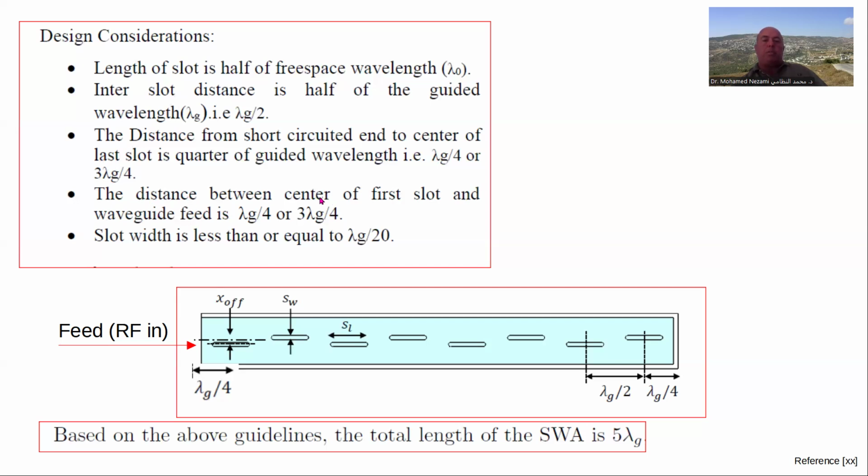The distance between center of the first slot and waveguide feed is the same thing. Okay? You treat this one here the same as a short, because you want to locate these so that they come out exactly at the area where the current is maximum distributed on the surface of the waveguide. Slot width is less than or equal to lambda g over 20. There are some other formulas that I will use also.